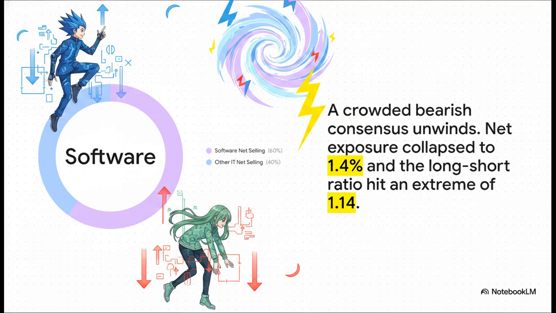And if you look at the data here, it's pretty clear that the bearish view on software got incredibly crowded. I mean, software recently made up 60% of all the net selling in the entire IT sector. Net exposure just collapsed, going from 7% at the start of the year all the way down to just 1.4%. And the long-short ratio dropped to 1.14, which is an extreme we haven't seen since late February.